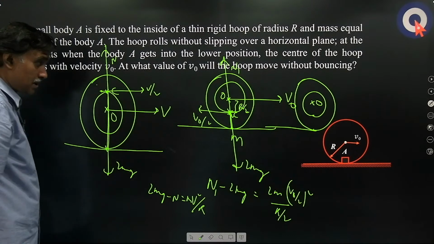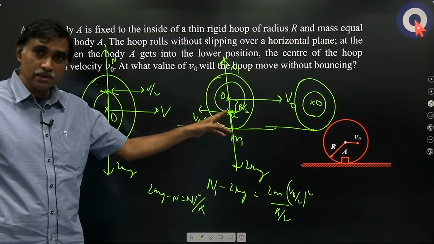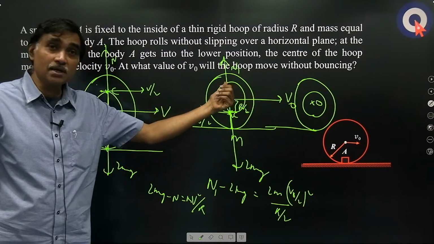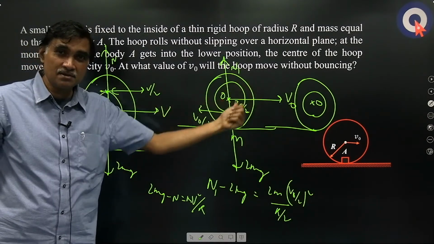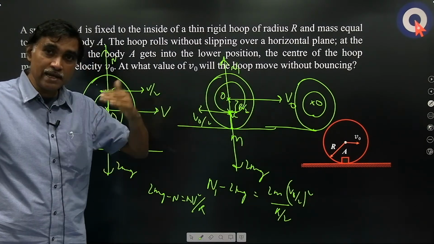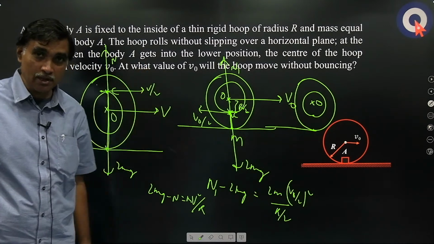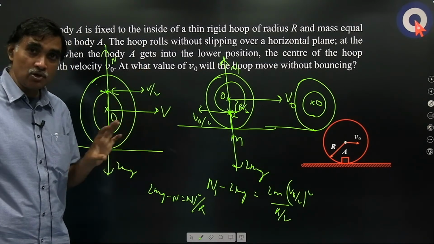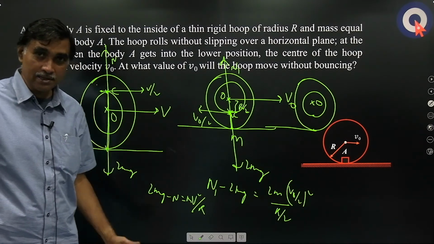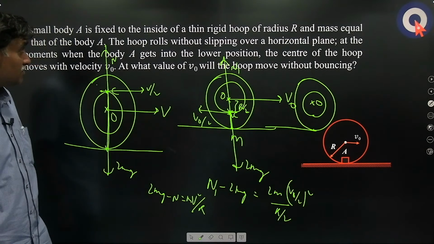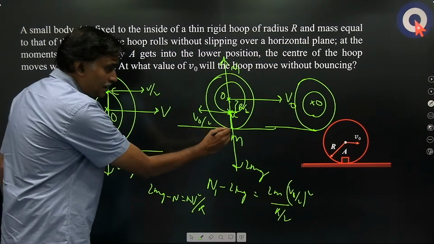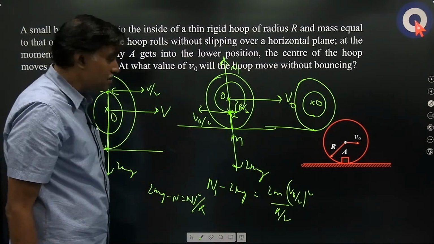Now, energy conservation next. When the center of mass is vertically below O, the velocity of the center is V naught. When it comes here, its velocity is V. When it goes from here to here, potential energy is gained and kinetic energy is lost. So initial kinetic energy equals gain in potential energy plus final kinetic energy. That is the work-energy theorem, or conservation of energy, that we will write. So what is the initial kinetic energy of the system?